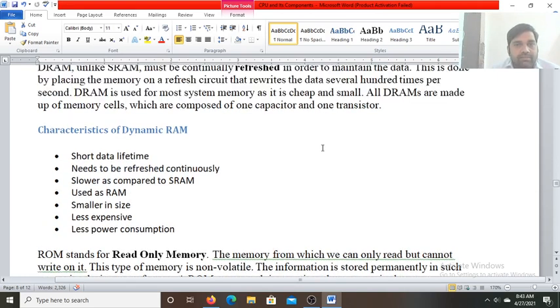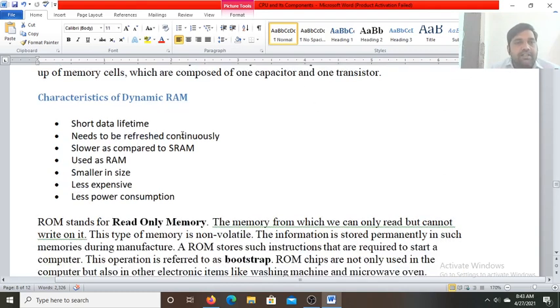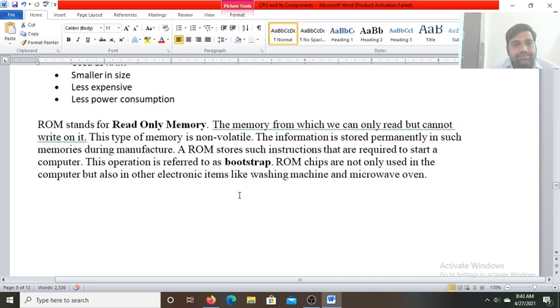Characteristics of dynamic RAM. SRAM is made only of transistors. It uses a group of 6 transistors. DRAM has a short data lifetime, needs to be refreshed continuously, and is slower as compared to the SRAM. It is used as RAM, and it is smaller in size. So our RAM is DRAM only, and the cache uses SRAM. Smaller in size, less expensive, less power consumption.